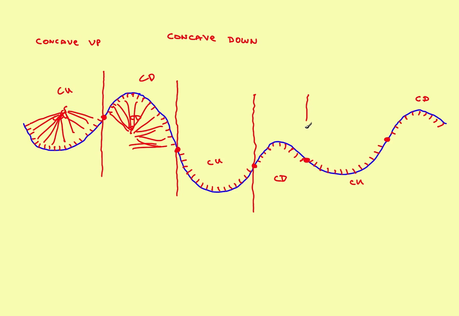Concave down in this interval here. Concave up in this interval. So that's what concavity is all about. All it wants to know is, is the graph curving up or is the graph curving down?